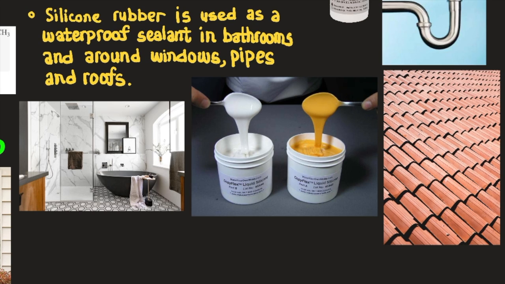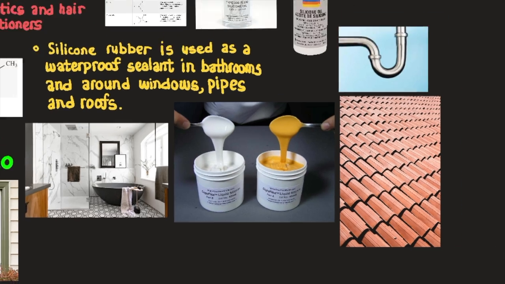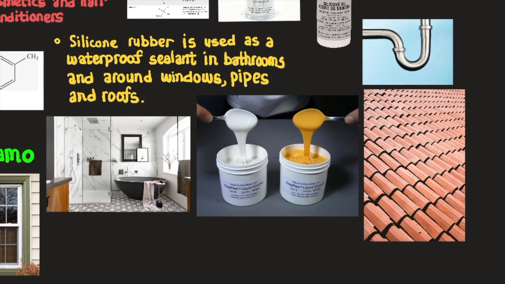That's it. Silicone rubber is used as a waterproof sealant in bathrooms and around windows, pipes, and roofs. So here are the images. Here are the restrooms. Here are the roofs. And here are the pipes that silicone rubber could potentially seal. So if you have silicone rubber, you can use it to seal those locations along your house.